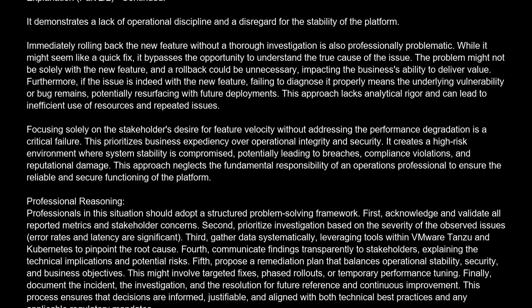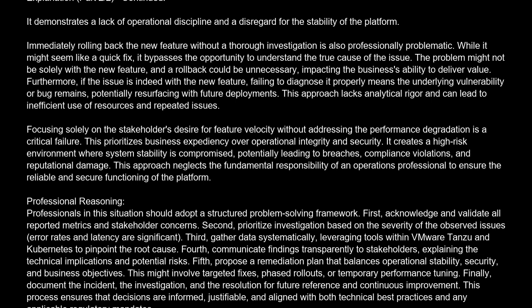Immediately rolling back the new feature without a thorough investigation is also professionally problematic. While it might seem like a quick fix, it bypasses the opportunity to understand the true cause of the issue. The problem might not be solely with the new feature, and a rollback could be unnecessary, impacting the business's ability to deliver value. Furthermore, if the issue is indeed with the new feature, failing to diagnose it properly means the underlying vulnerability or bug remains, potentially resurfacing with future deployments. This approach lacks analytical rigor and can lead to inefficient use of resources and repeated issues.